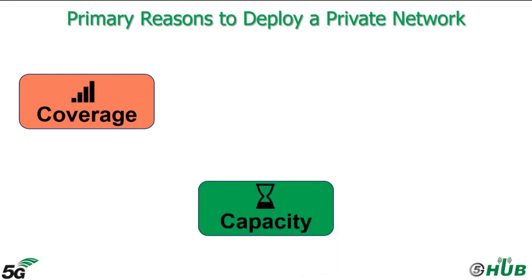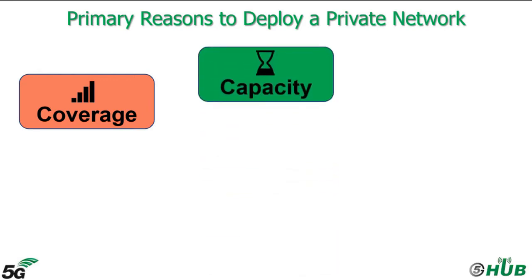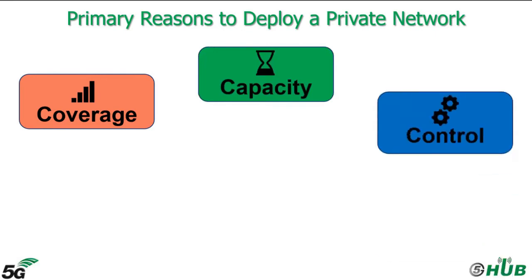The second reason is capacity. Without contention with other network users, enterprises can make full and exclusive use of available capacity. They can configure uplink and downlink usage policy according to their specific capacity demands to support HD video streaming or analysis for security applications.